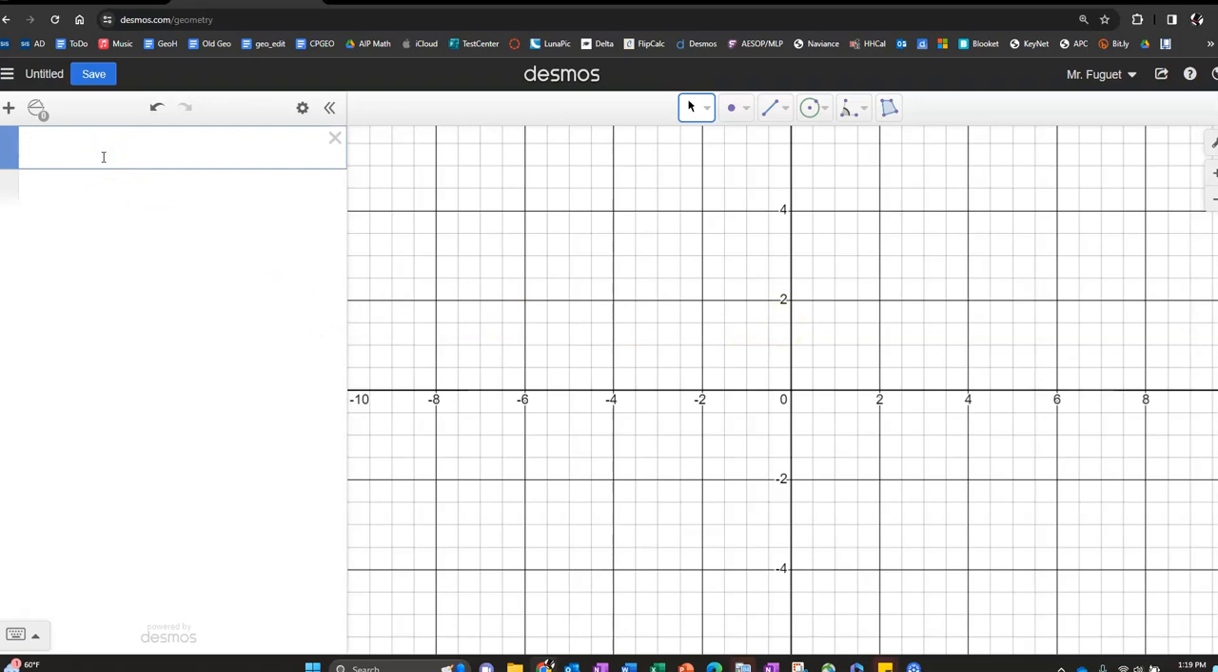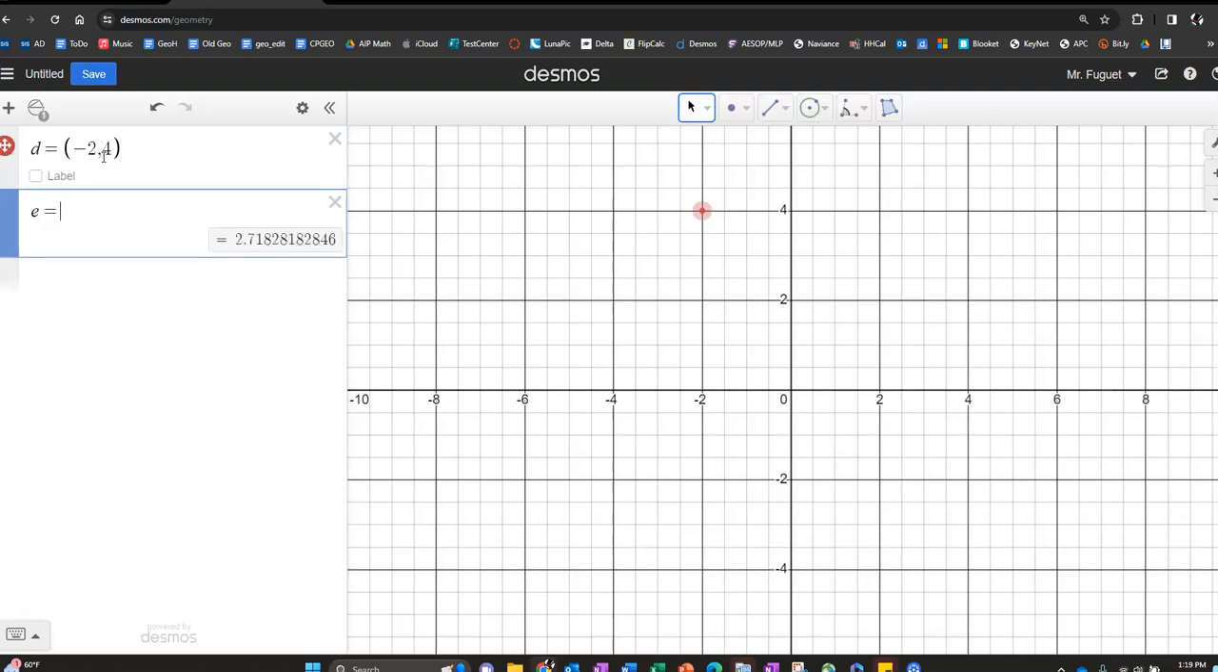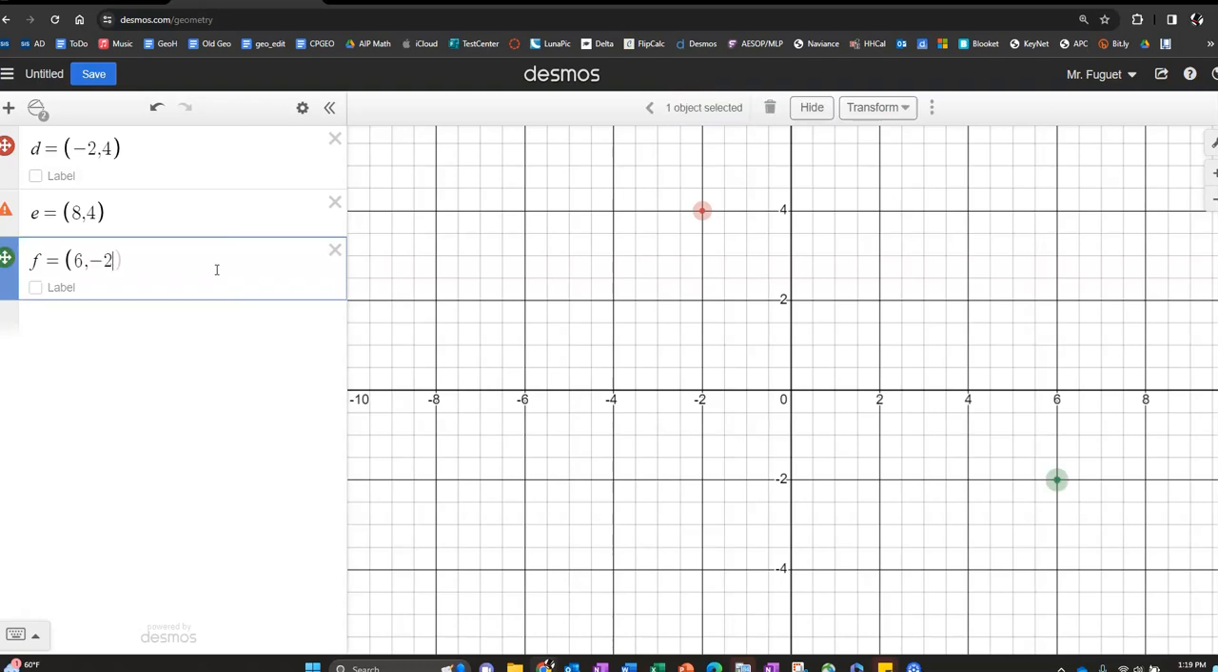Let's go ahead and define our points. I'm going to say D is equal to, and you have to use lowercase, so make sure you do that, -2, 4, and then F equals 8, 4, and then lastly, there's something about E that we'll talk about in just a second. There's a reason why we can't actually use that point. So it was 6, -2.